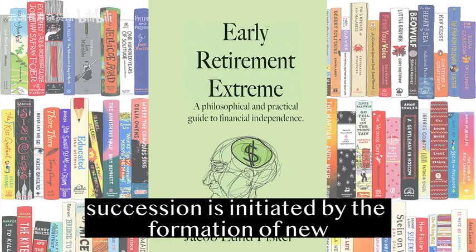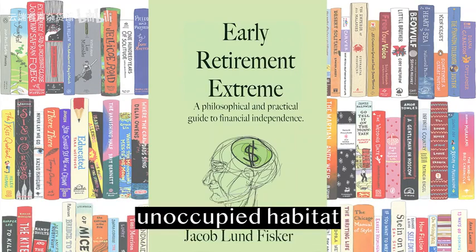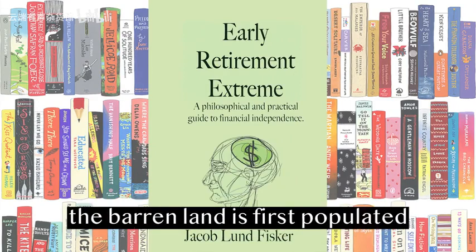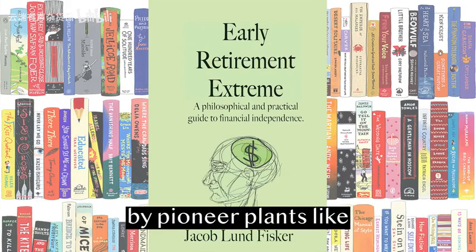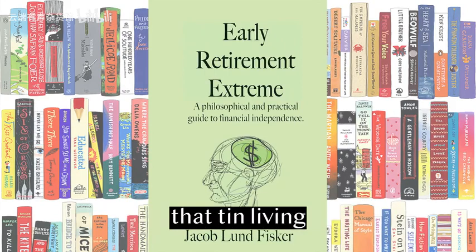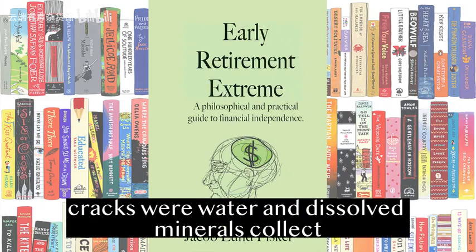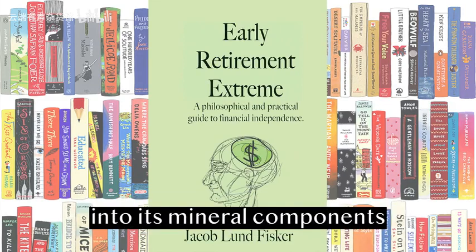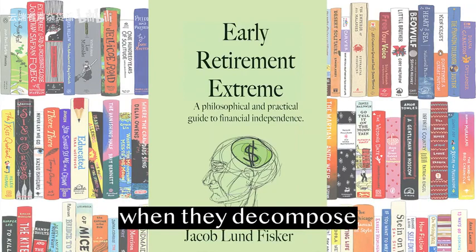In nature, succession is initiated by the formation of new, unoccupied habitat, for example, through lava flow, wildfires, or colonization. If soil is not present, the barren land is first populated by pioneer plants like moss and lichen that can live in cracks where water and dissolved minerals collect. These plants break down the rock into its mineral components and form soil when they decompose.